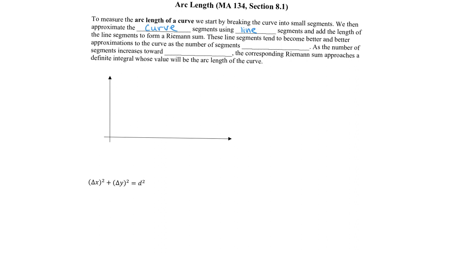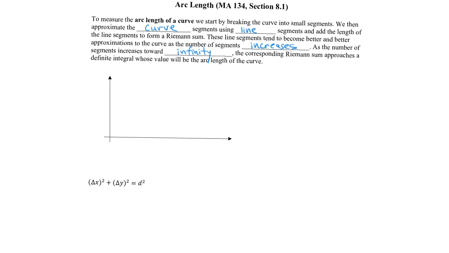These line segments, of course, tend to become better and better approximations to the curve as the number of line segments increases. And as the number of segments increases toward infinity, the corresponding Riemann sum approaches a definite integral whose value will be the arc length of the curve. So you can imagine it like this.